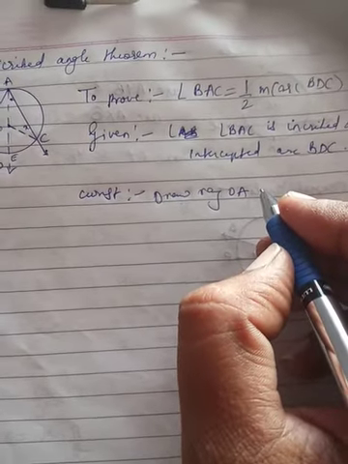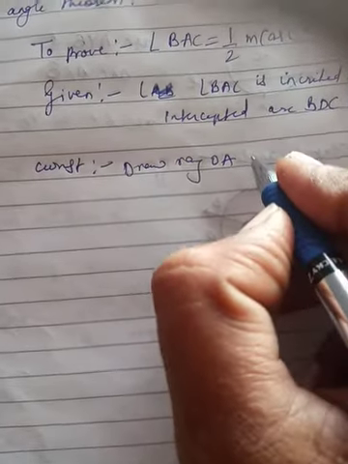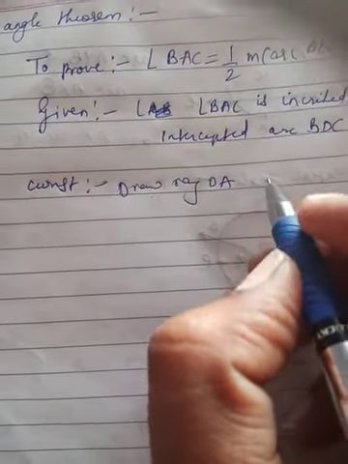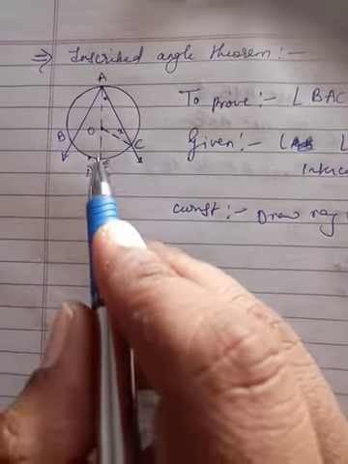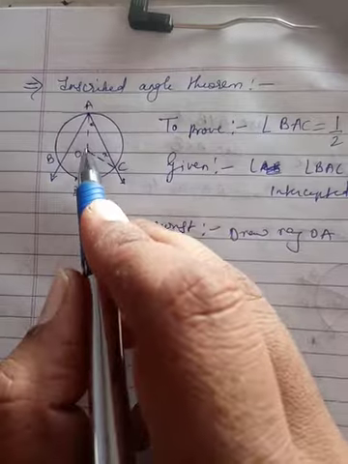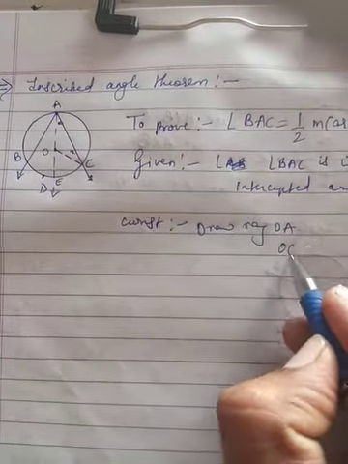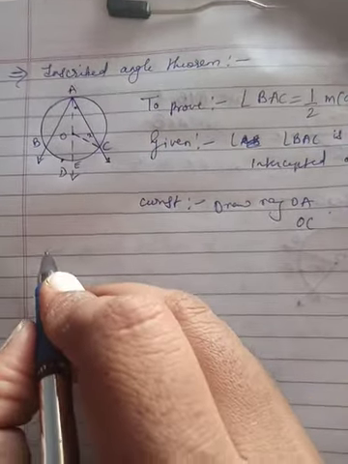It intersects the circle at point E. It intersects the circle at point E, and draw OC. So that means draw OA and draw OC. Okay, now see the proof.